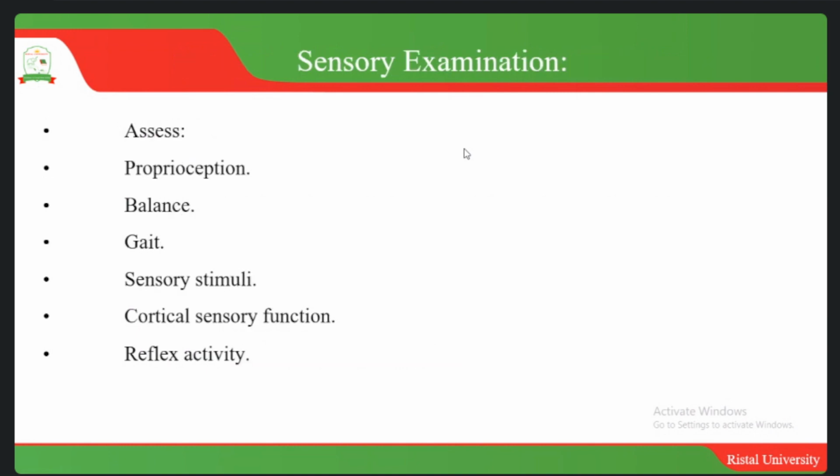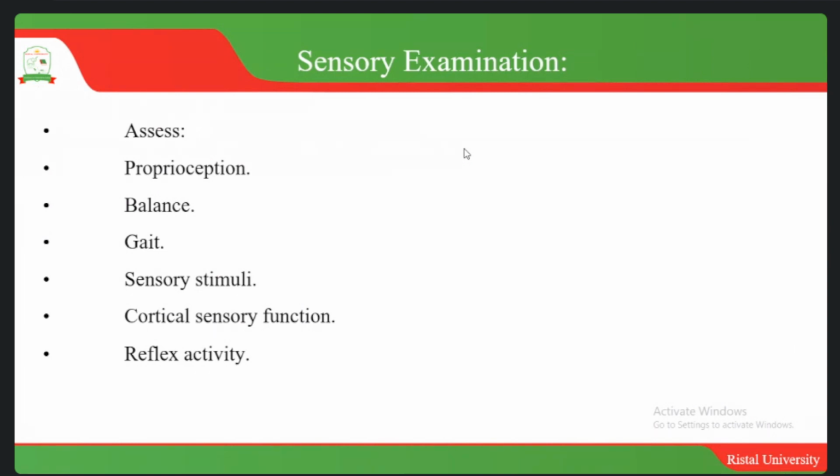Then sensory examination, on your assessment, you have to look at the proprioception, then also the balance. Is the patient limping, is he bending on one side? Then sensory stimuli, is the patient having a stimuli? Or when you try to make someone you touch, but the person does not feel any sensation like you have touched him. When you try to give someone something to smell, they cannot smell, and then hearing, they cannot hear.